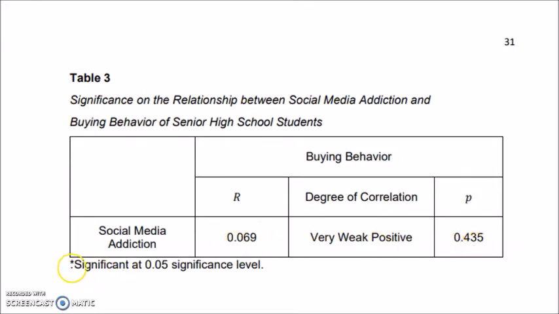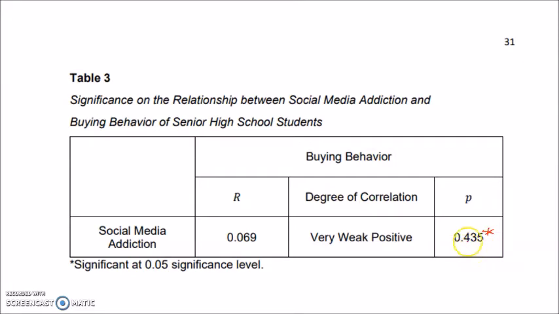Okay? We have here star sign or asterisk, significant at 0.05 significance level. So, if this value is less than 0.05, then we should put here asterisk, meaning this is significant at 0.05 significance level. So, as you noticed, walang asterisk sign na nilagay originally dito because this value is greater than 0.05. So, this value is not significant.